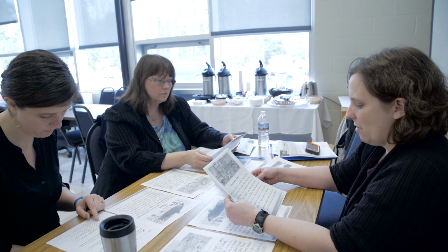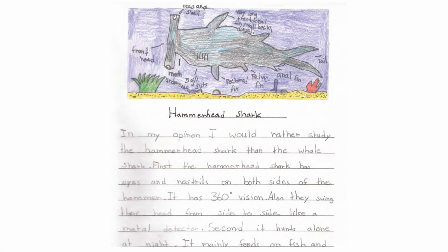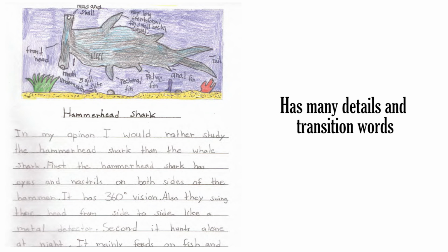So number 4 has a lot of great detail about the hammerhead shark, and it has transition words, first, second, third, and it wraps up. But it says in conclusion, this is why I would rather study the hammerhead than a whale shark. It has all this information about hammerhead sharks, but it doesn't have any mention of the whale shark. Mm-hmm. And one of the pieces of the assignment was to back up your opinion with evidence, both for and against.